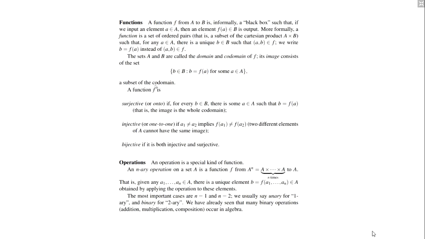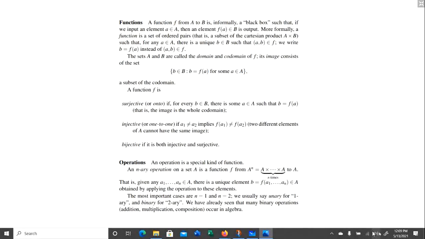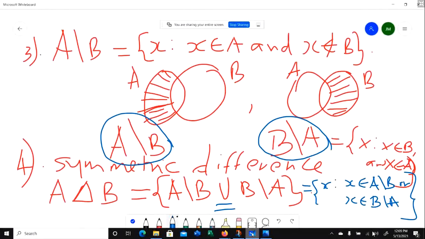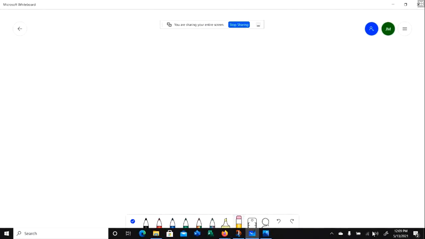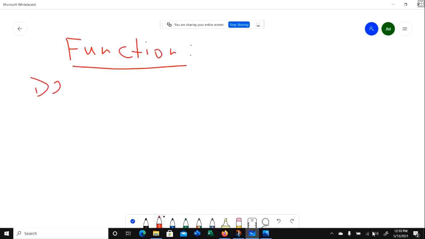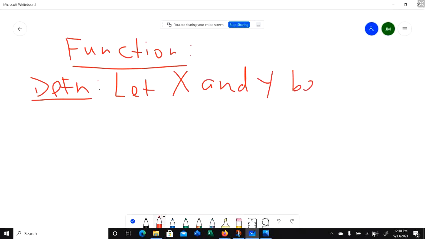Now, some terminology. Let me put it in other words. We go to the whiteboard. I want to clear this. So we can define a function there. Let X and Y be any sets.